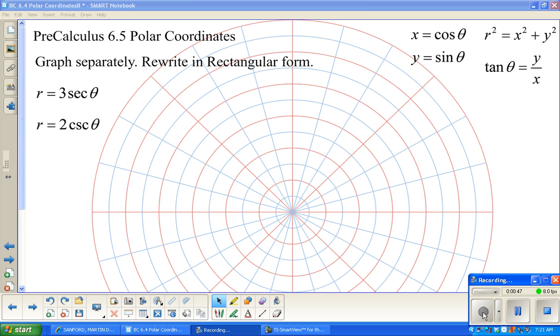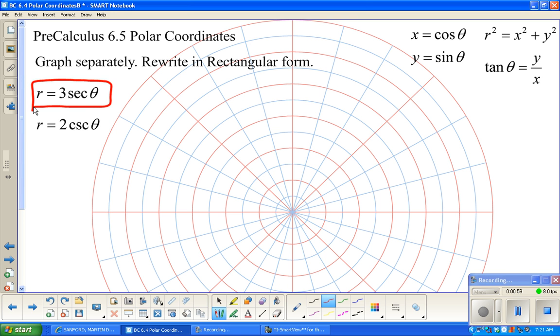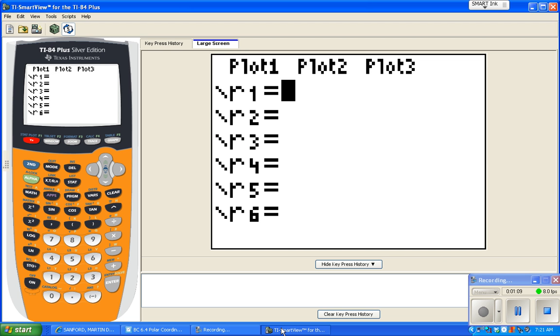So really what I want to do is focus in on using the technology and using a graphing calculator to see what things look like. And so this first equation, r equals 3 secant theta, and we'll do a little bit with transferring graphs from the calculator to a polar graph. 3 secant theta. Well, I'm going to come over here and type that in.